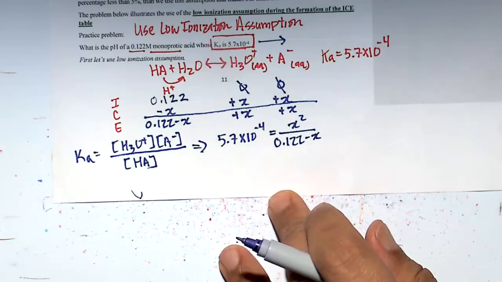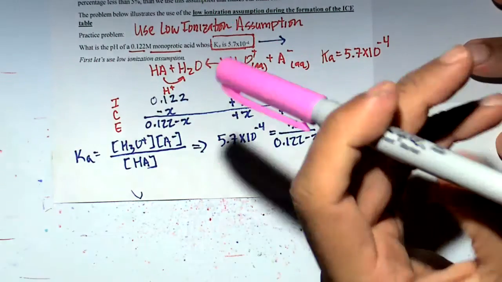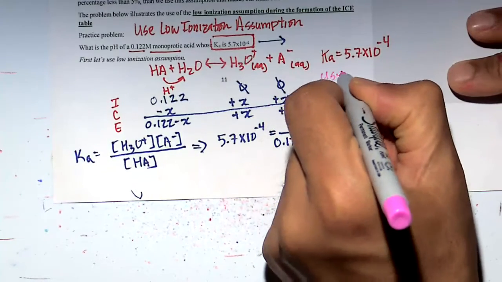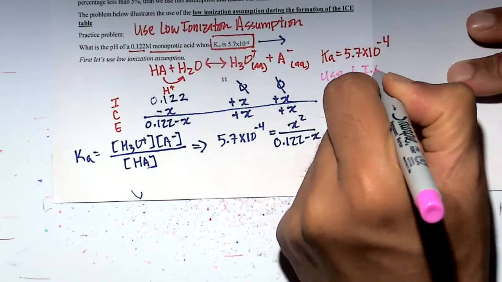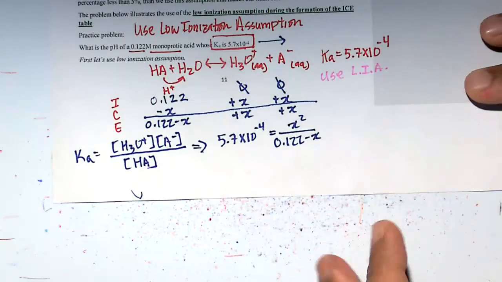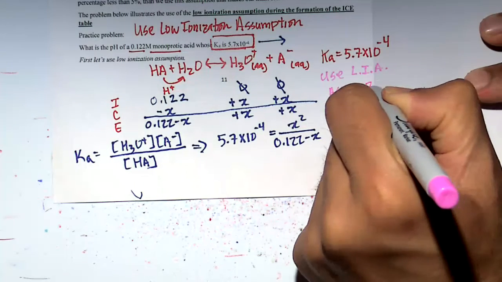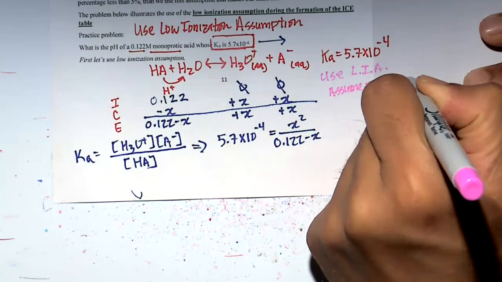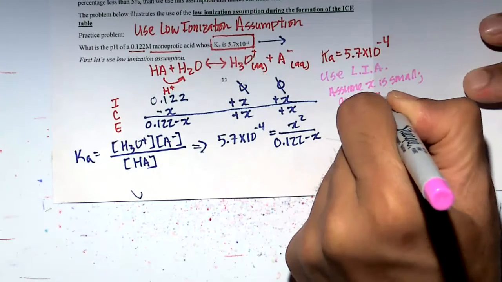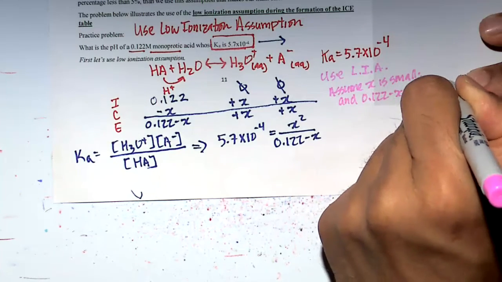And now we will use our low ionization assumption. What is that? What does our low ionization assumption state? We'll call it LIA for low ionization assumption. Okay, we will assume x is small, and 0.122 minus x is about 0.122.